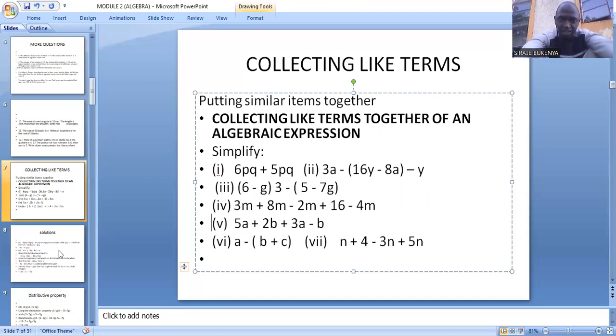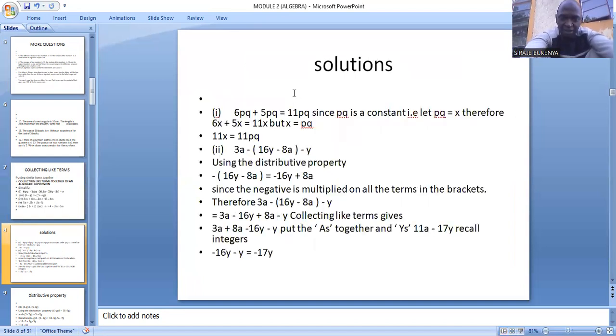We have said in Roman 1 that you need to consider P2 being common, and then you get 11P2. Since P2 is constant, let P2, for example, be x. Therefore, 6x plus 5x is 11x, but x is P2, which is 11P2. Roman 2, 3a minus open bracket 16y minus 8a close brackets minus y. If you use the distributive property, it means the minus should go in the brackets to give you minus 16y plus 8a. Now, since the minus has gone in the brackets, you have 3a minus 16y plus 8a minus y.